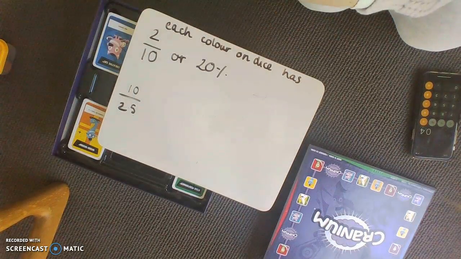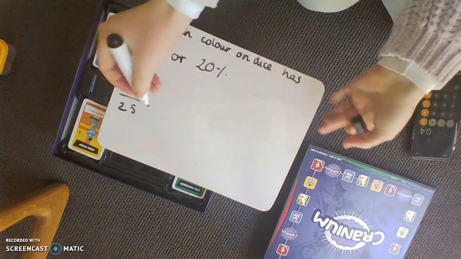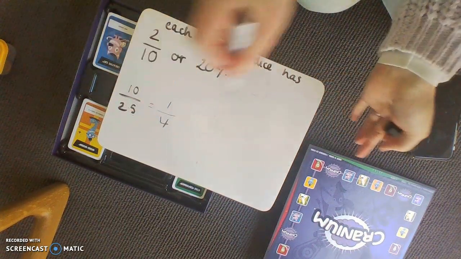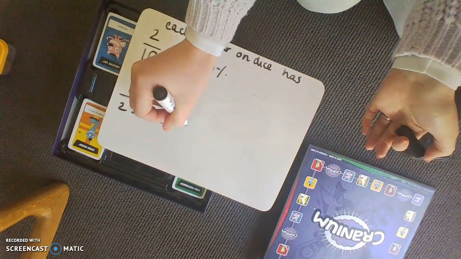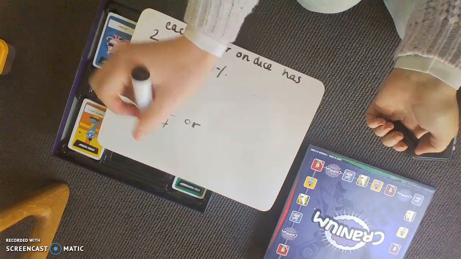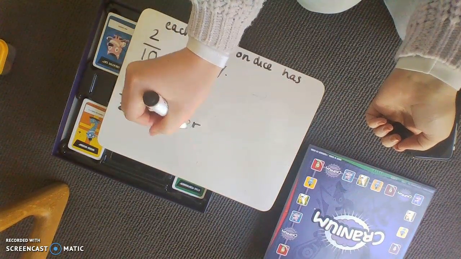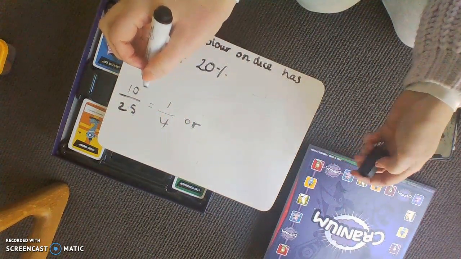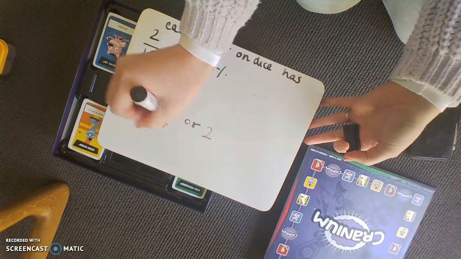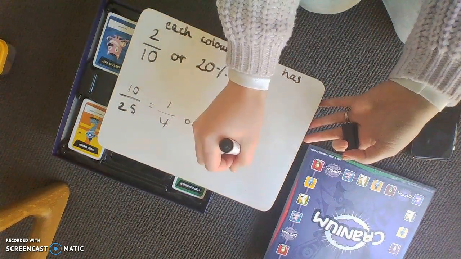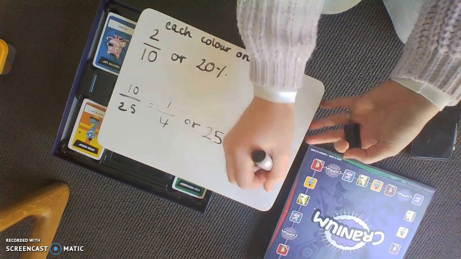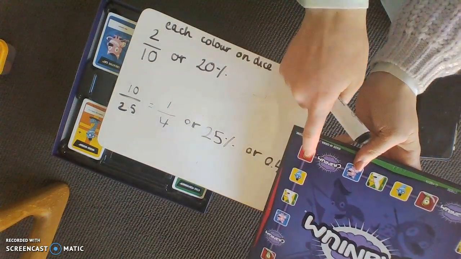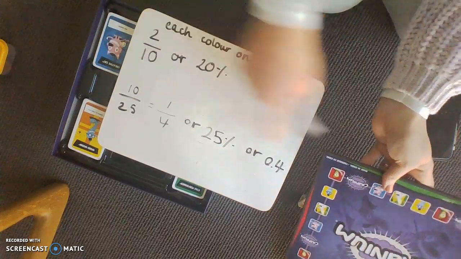So 10 out of 25 chance. I can convert this to a smaller fraction. This is the same as a quarter. And then as a percentage, that would be 40%. No, not 40%, 25%, sorry. I was thinking it would be 0.4. So that is for the possibilities of landing on a particular color, and I would write that up the top.